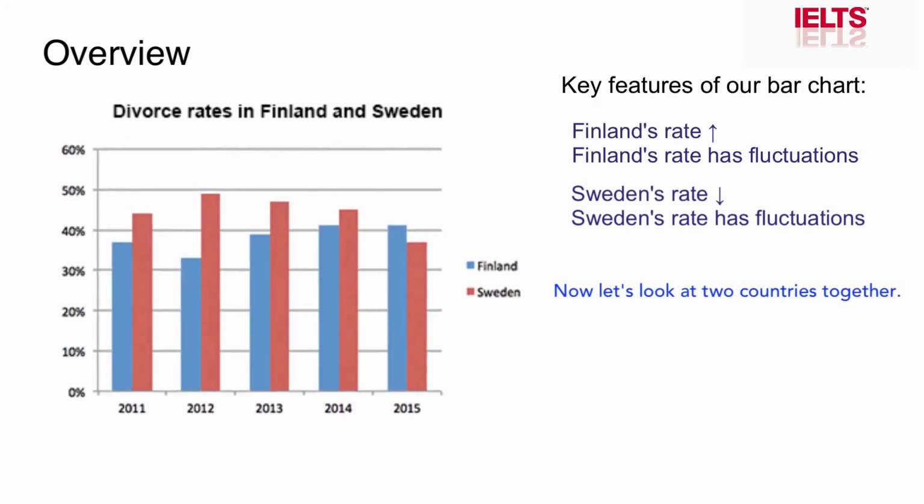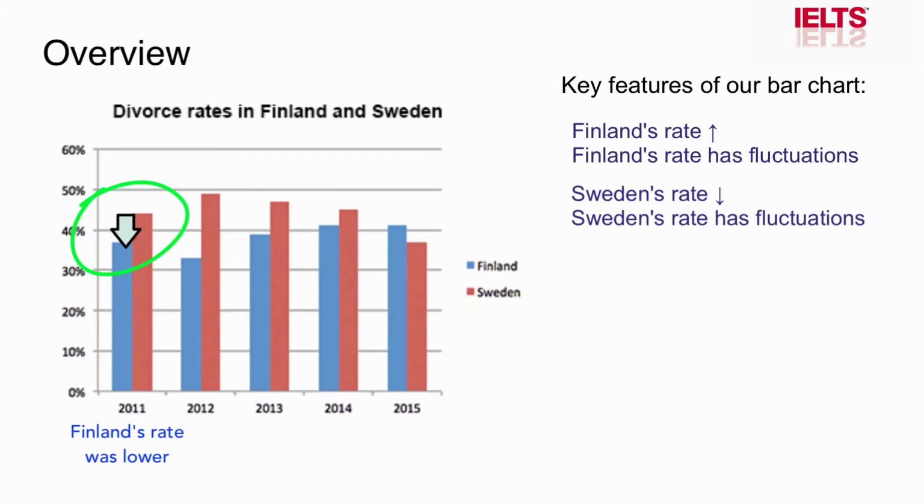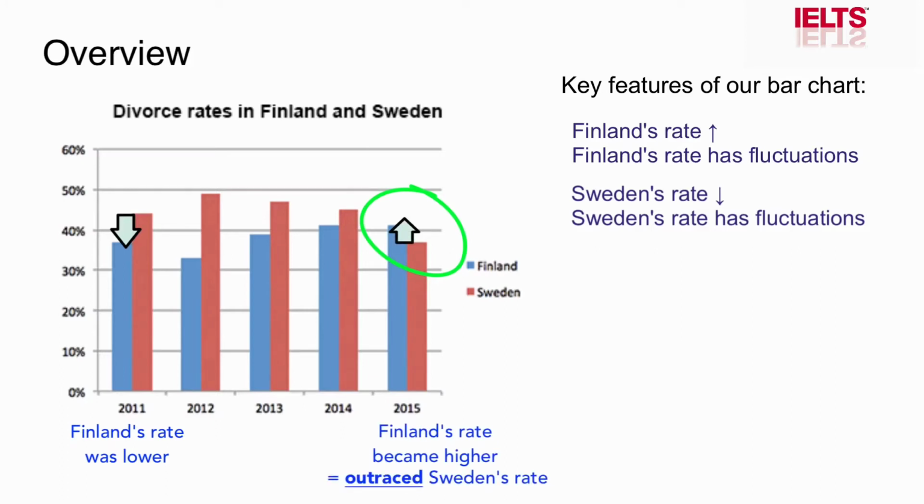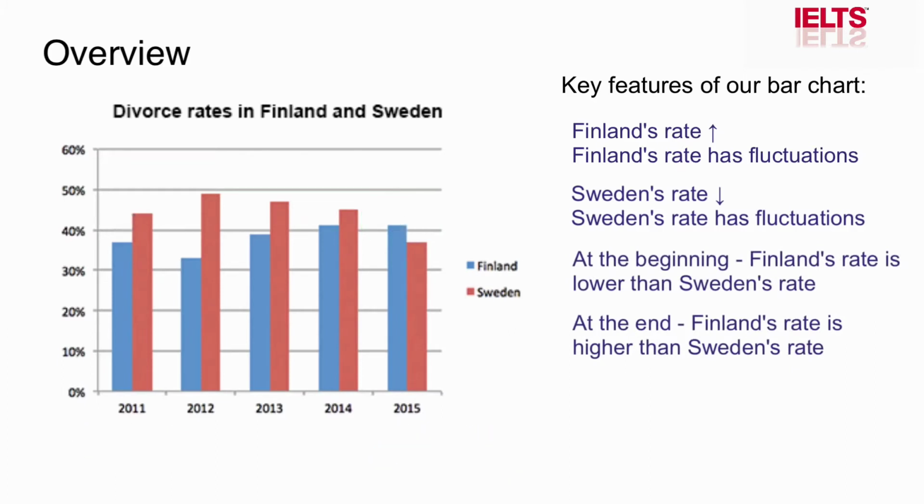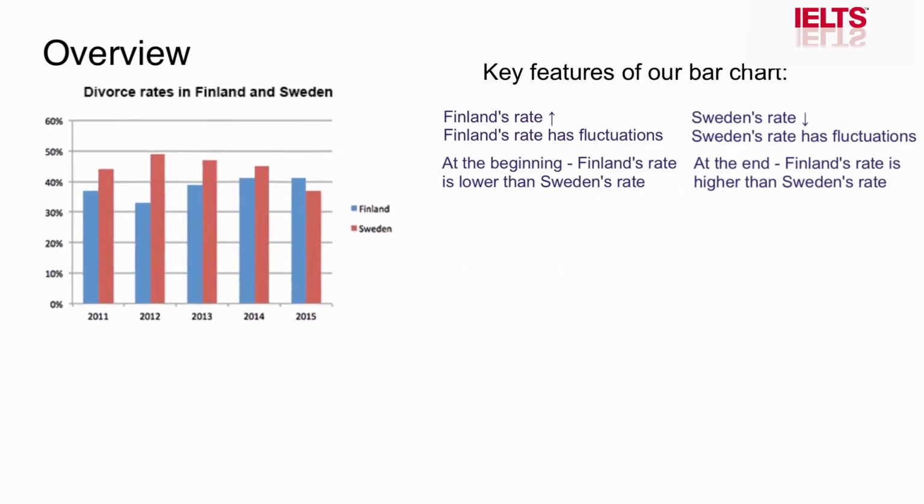Now let's look at 2 countries together. How do their rates compare during this time period? To answer this question, we have to look at the countries' rates at the beginning and at the end of the period. We can see that initially Finland's rate was lower than Sweden's rate, but at the end of the period, Finland's rate became higher, or outraced Sweden's rate. So let's write down this information. Now let's use the key features that we've gathered to write an overview paragraph. Here is how I wrote it.